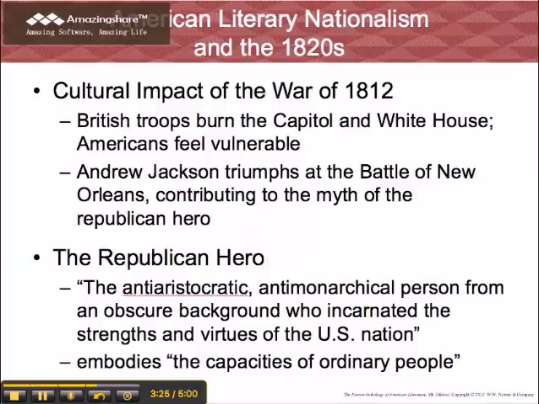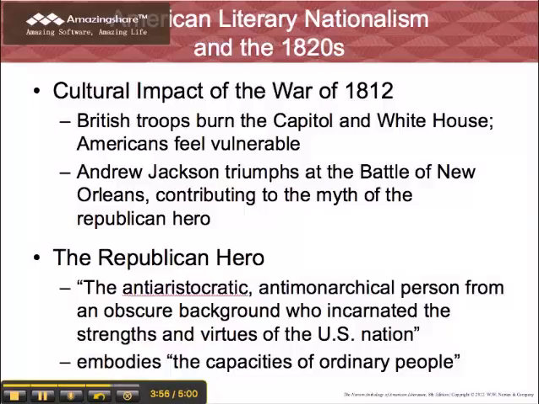The first few paragraphs of the American Literary Nationalism and the 1820s section of the introduction to Volume B of the Norton Anthology of American Literature lay out a detailed explanation of how the aftermath of the War of 1812 produced a climate for cultural nationalism that was not only remarkably similar to the aftermath of the Revolutionary War, but that also led to the creation of what could legitimately be called the first Renaissance in American literature.